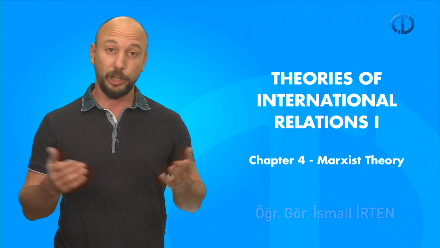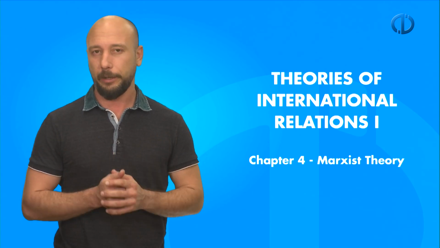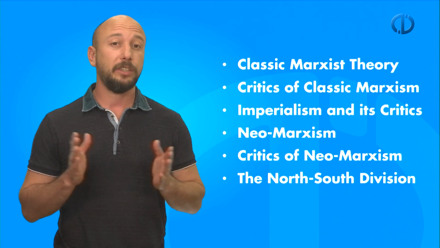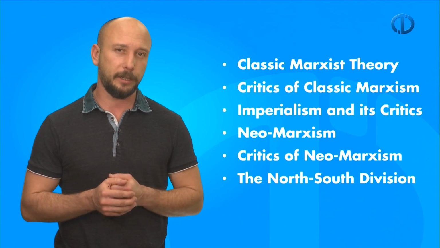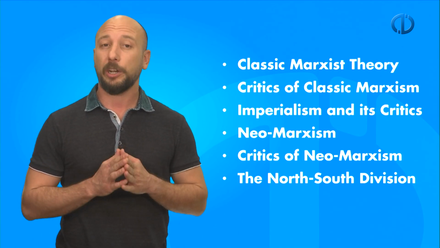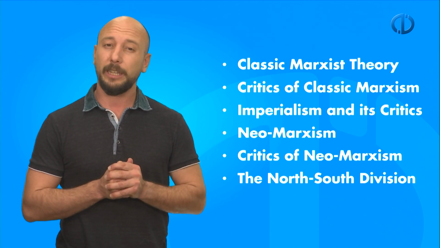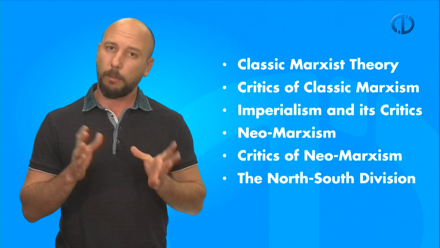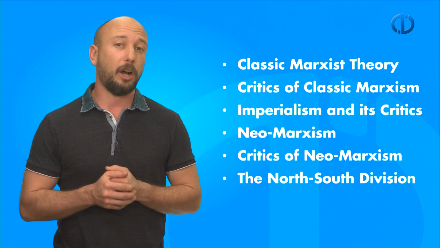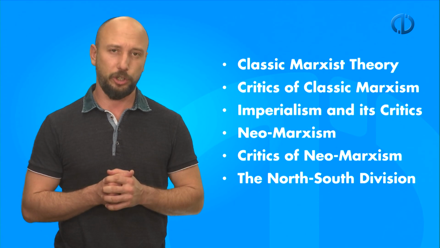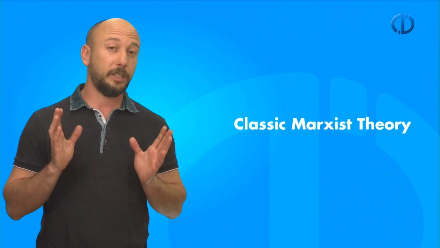We will continue with Chapter 4, Marxist Theory. In this chapter, we have 6 topics that we need to discuss. These are Classic Marxist Theory, Critics of Classic Marxism, Imperialism and its Critics, Neo-Marxism, Critics of Neo-Marxism, and the North-South Division. First, we should start with Classic Marxist Theory.